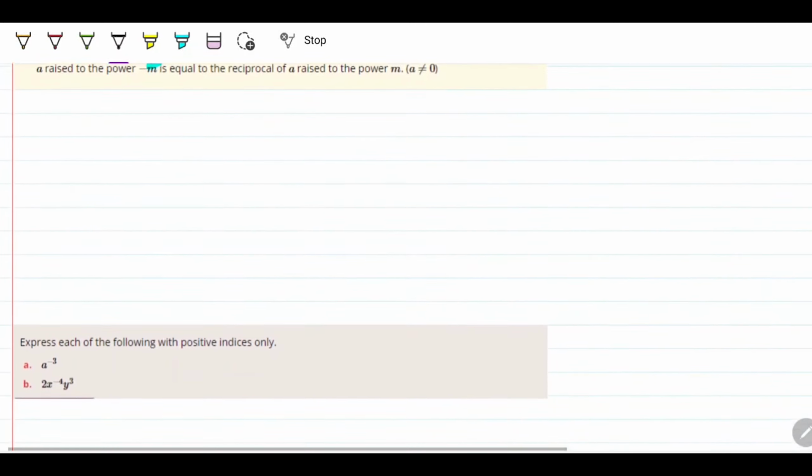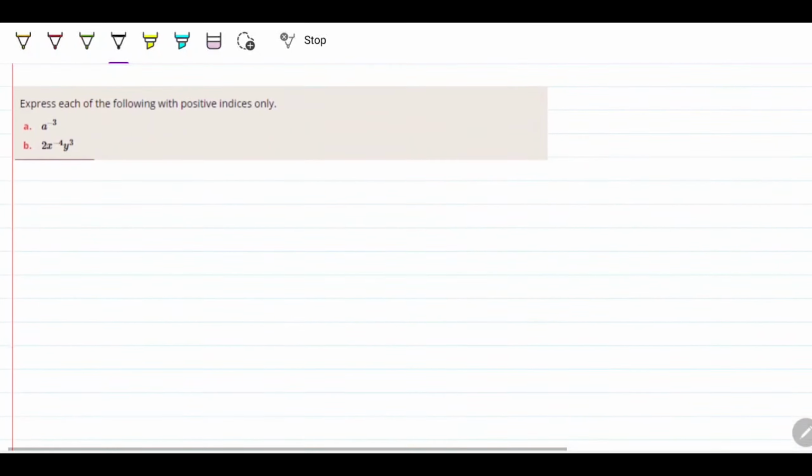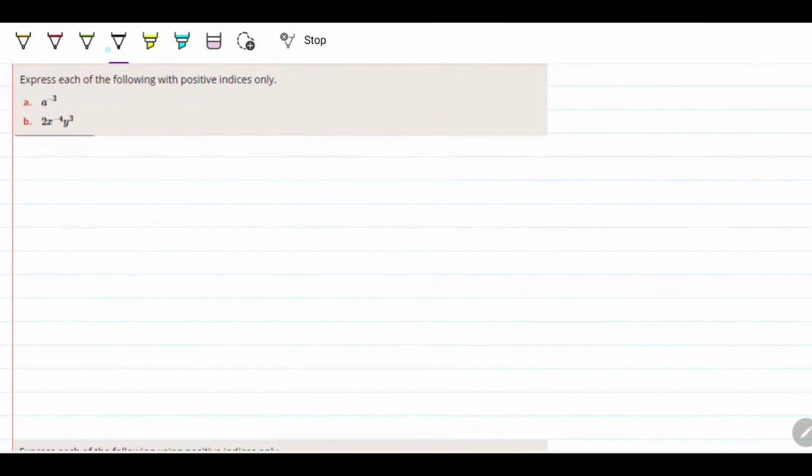So let's go through a couple of examples to test our understanding. Express each of the following with positive indices only. In example A, we have a to the power of negative 3. If we remember our rule, we can convert this to a positive indice by putting this over 1. So that becomes 1 over a to the positive 3.